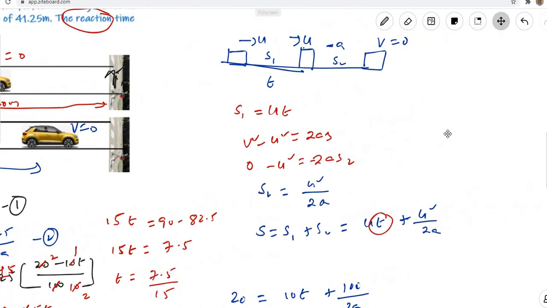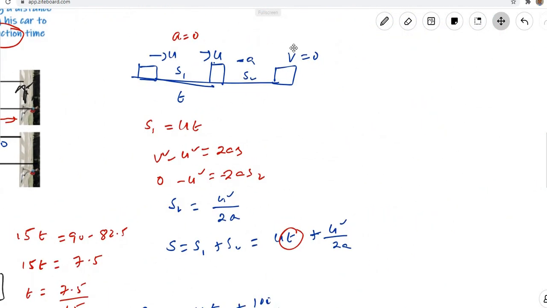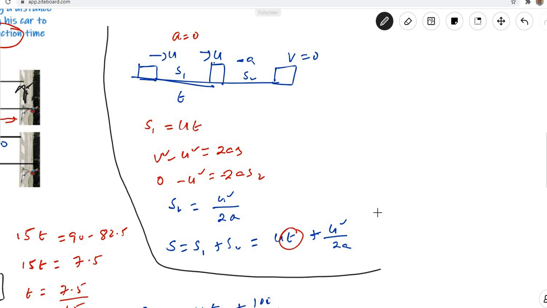So first we need to understand this concept. This is a very important concept you should understand. We got a relation first.